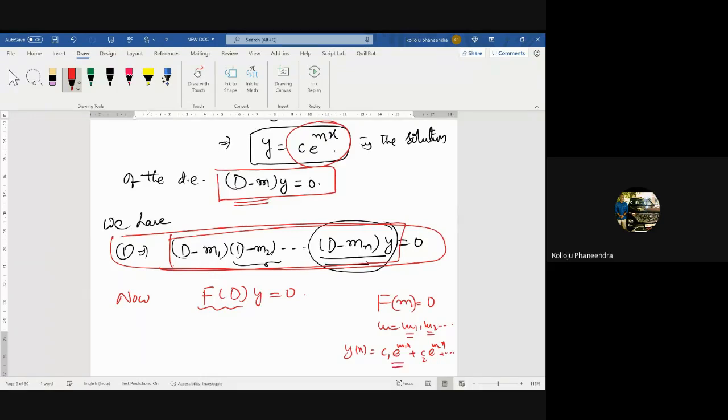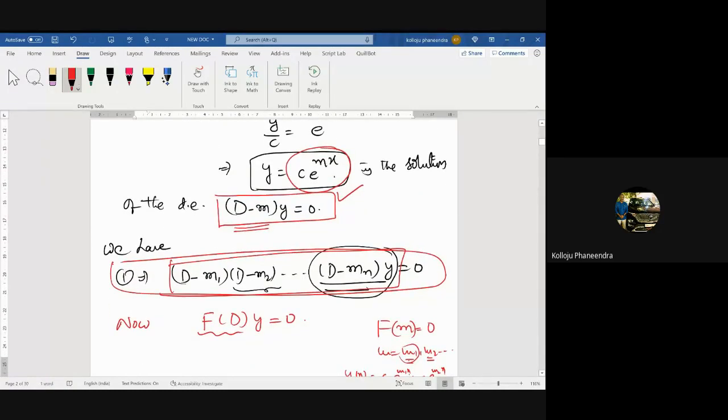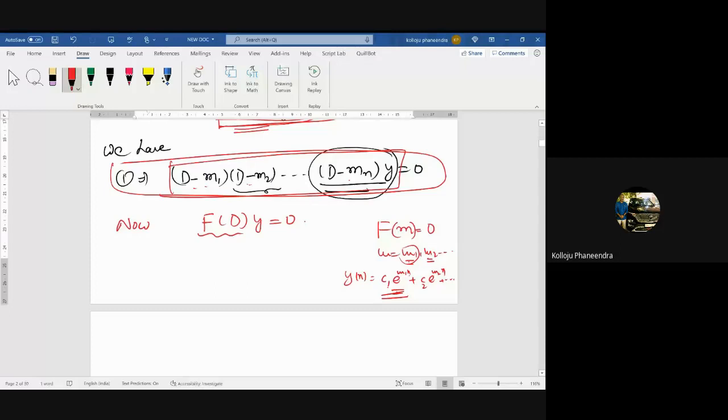Why is this e power taken when m1 is the root? Exactly, this is the reason. If m1 is the root of the auxiliary equation, the solution is C1 into e power mx. Why have I taken this solution? Because f of D can be factorized into a product of linear operators, and the solution of each linear factor is of the form c into e power mx. That is why we are taking this solution. Got it? Any doubts? This is the first point.